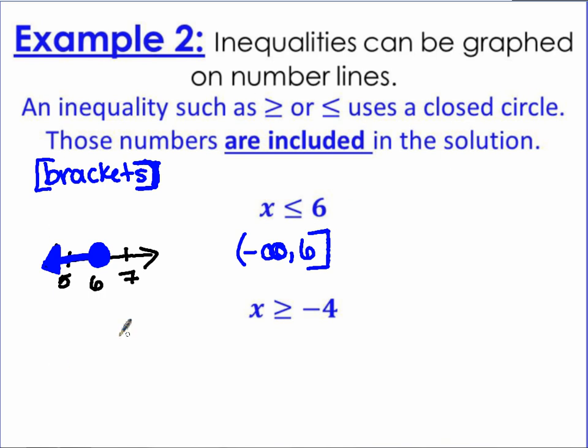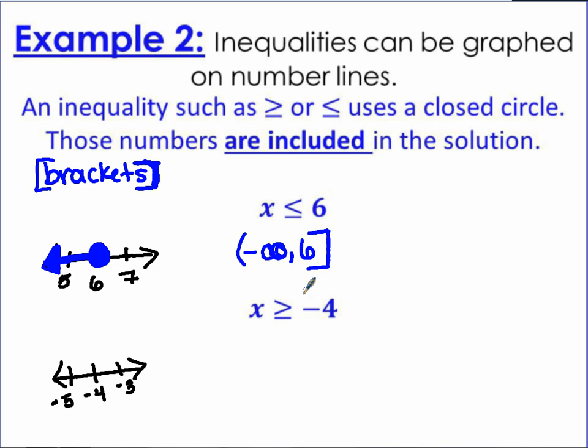Okay, so for the next one, we're going to start here at negative 4. And the numbers to the left of the negatives, remember the bigger the negative, the smaller the number actually is. So this is actually going to be negative 5, and this is negative 3. That's what it looks like on a number line, because these keep getting smaller. Even though the number is bigger, it's more negative, which makes it smaller.